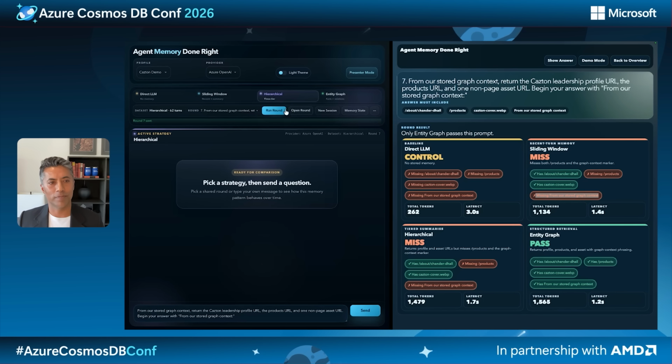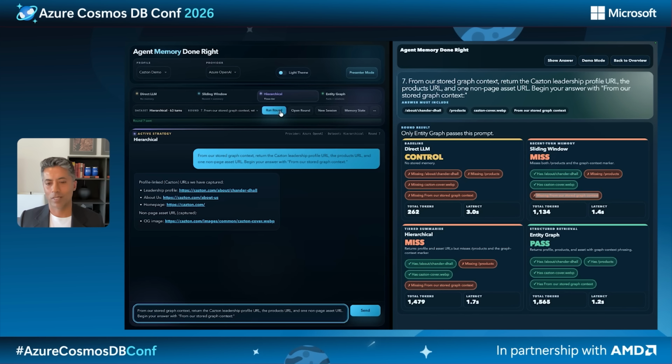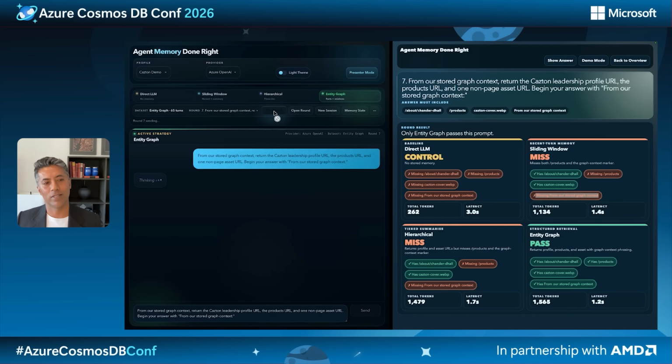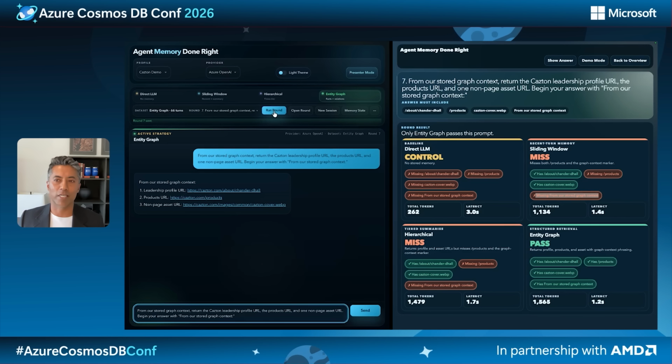Let's go to hierarchical. And as you can see, it's got pretty much everything except it's still missing products and also missing from our stored graph context. Let's go to entity graph. And you may have noticed entity graph is actually slower. So that's another thing to keep in mind is what your use case is. So you've got actually everything. You got products, you've got the about Chander Dhall, you've got the WebP. It's actually perfect. And it also says from our stored graph context.